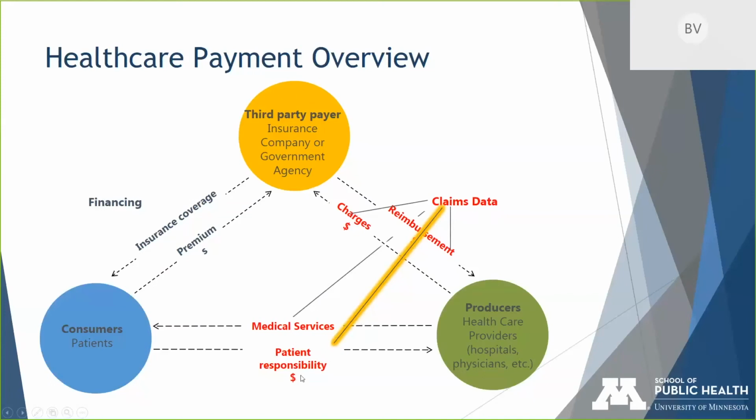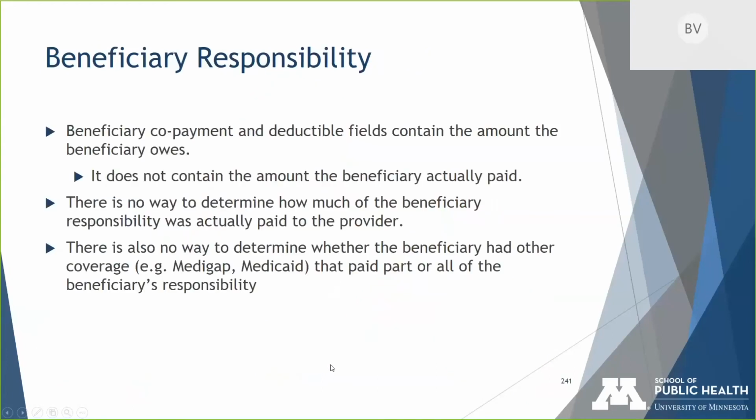So we also do observe the patient responsibility, although, as I mentioned, it's really everything that's left over after Medicare pays. What happens is Medicare sets what they want the provider to be paid, then they pay their portion based on the benefit design, and then the rest is left over for the beneficiary to pay.